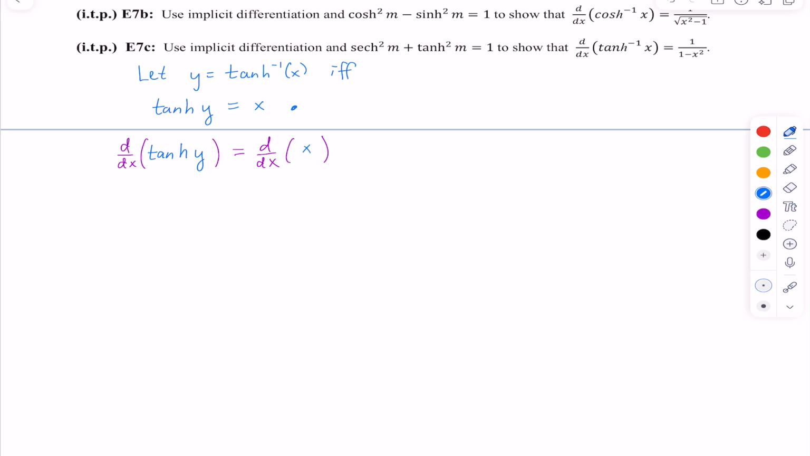We need the derivative of the outside function evaluated at the inside function. Well, that's simply the square of the hyperbolic secant of y times the derivative of the inside function, which is simply dy dx. The right-hand side of the equation is simply 1.